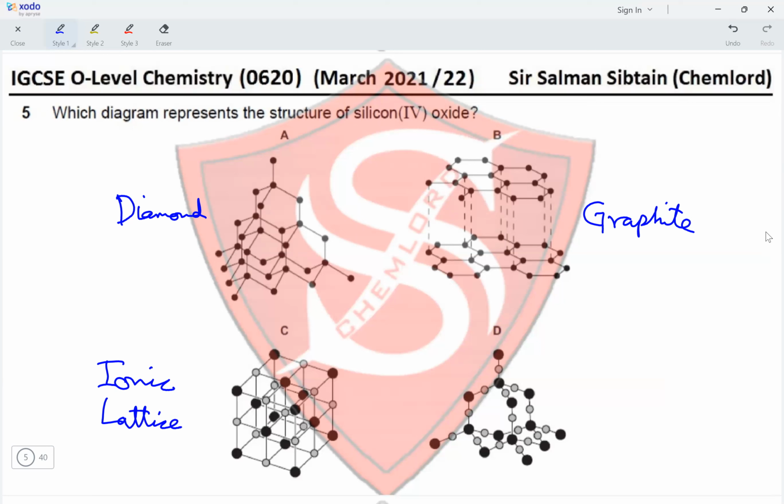And D would be SiO2, because in SiO2 we've got a silicon atom bonded to four different oxygen atoms and an oxygen atom bonded to two different silicon atoms. So the black dots are silicon atoms and the gray dots are oxygen atoms. So this makes option D the correct option for this question.